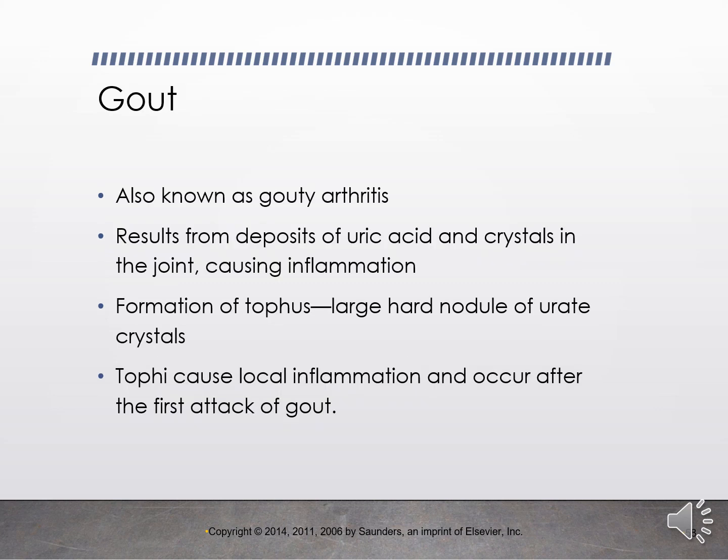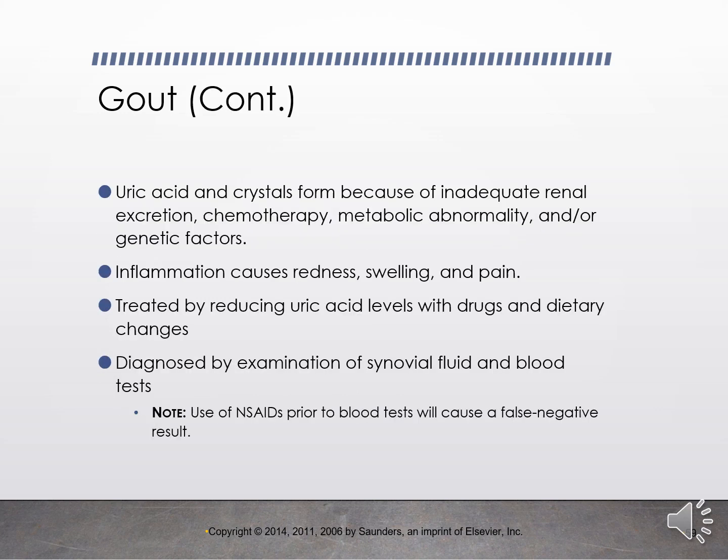Then we have gout, also known as gouty arthritis. It results from deposits of uric acid crystals in the joint, causing inflammation. In gout, you'll see the formation of tophus or tophi. These are large, hard nodules of uric crystals. Tophi cause local inflammation, and they happen after the first gout attack.